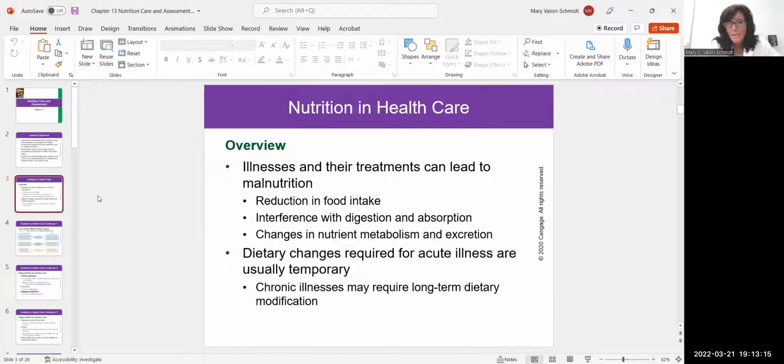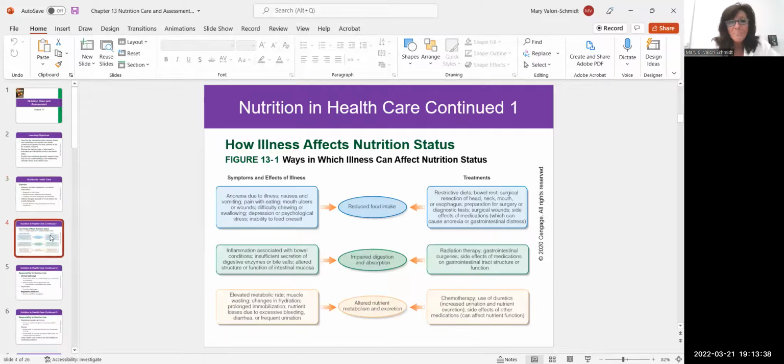So, when people are getting treated for illness or they have certain illnesses, there can be a reduction in how much food they take in. There can be something that interferes with their digestive tract or their absorption. And there can be changes in their metabolic rate or their excretion. And so dietary changes that are required for really acute illnesses are usually temporary. But if they're chronic illnesses, then they have to adapt to it for a lengthy period of time.